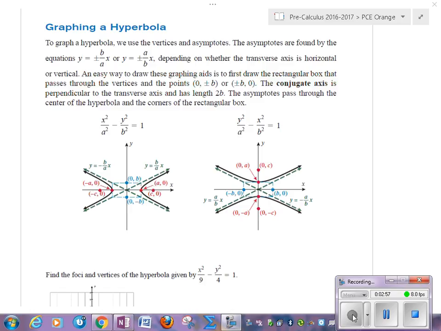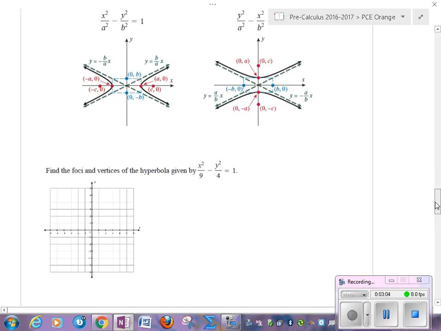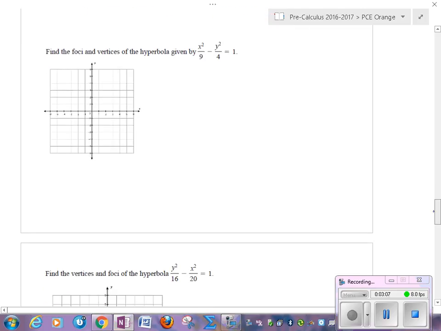So let's actually take a look at graphing one of our hyperbolas. The first example says that we're going to find the foci and the vertices of the hyperbola. As I'm finding the foci and the vertices, I'm going to go through and show you how to graph a hyperbola as well. The fact that our hyperbola starts with an x squared tells us that this is going to open left and right.